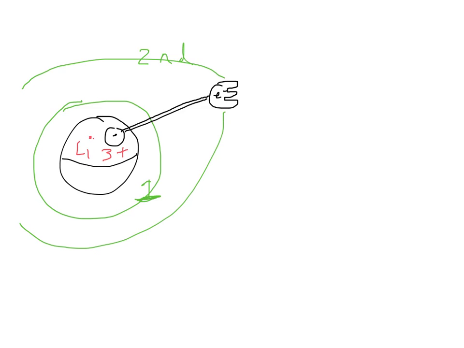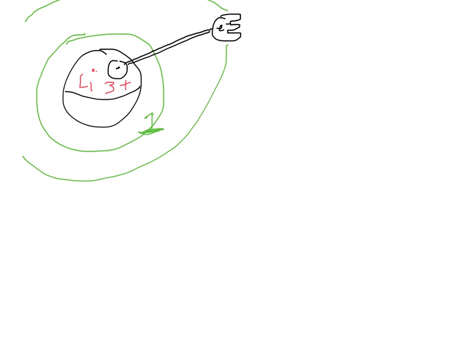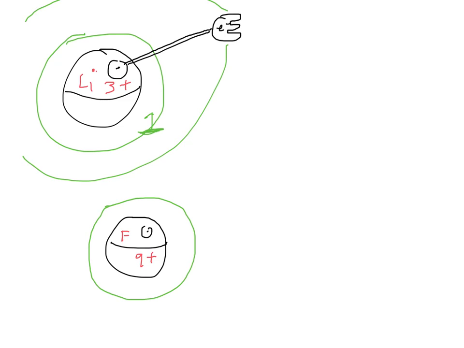As we go from lithium to fluorine, we've increased the size of our nucleus to a total charge of 9. Fluorine is in the second energy level, so we still only have one core layer of electrons. So this force field strength hasn't changed as we go from lithium to fluorine.